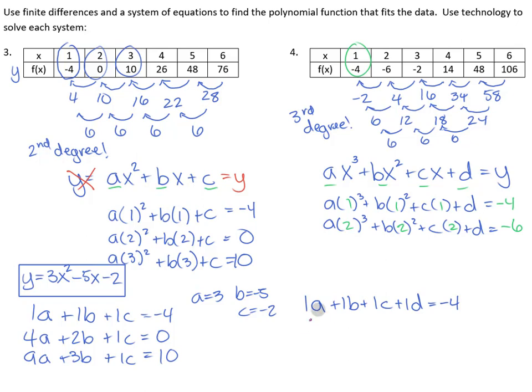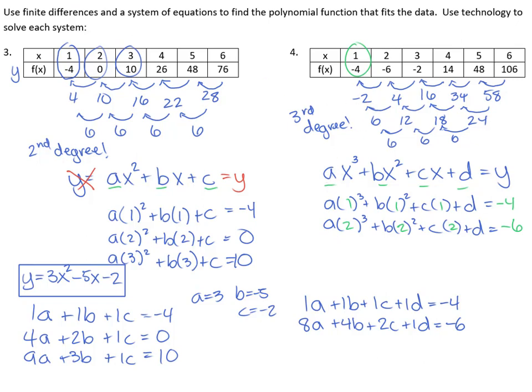All right, so down here, 2 cubed. Ooh, be careful here. 2 times 2 is 4, times 2 is 8. It becomes 8a. Then we have 2 squared times b, which is 4b. 2 times c makes 2c. And then we have our 1d again equals negative 6. There's our second of our 4 equations.